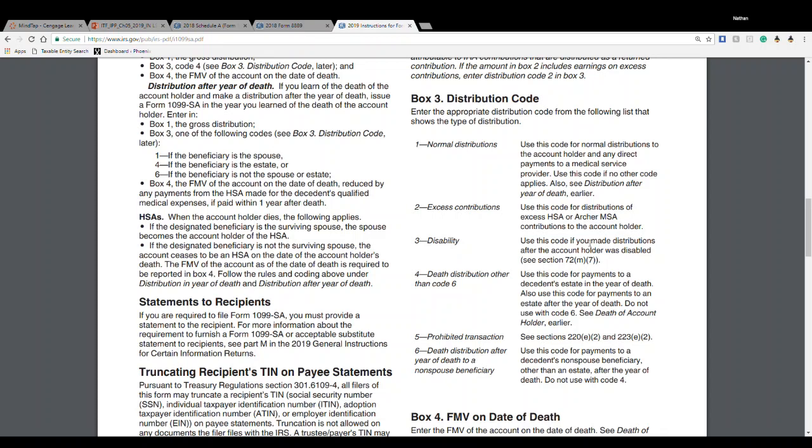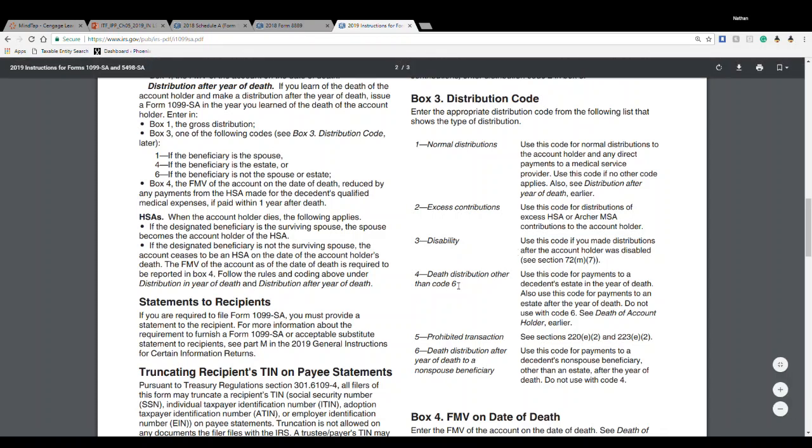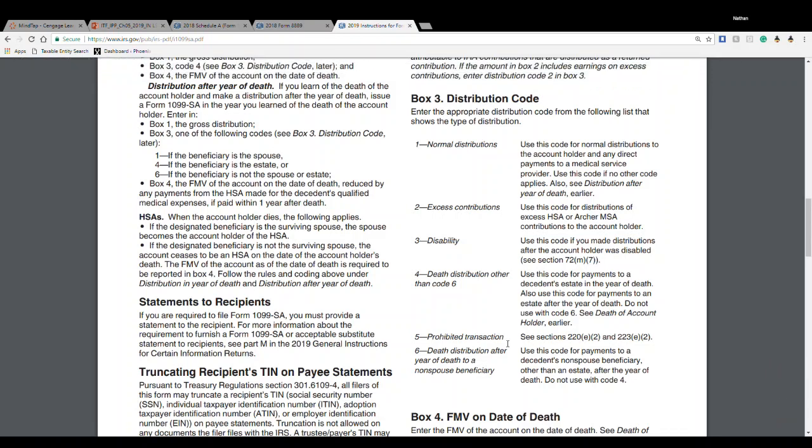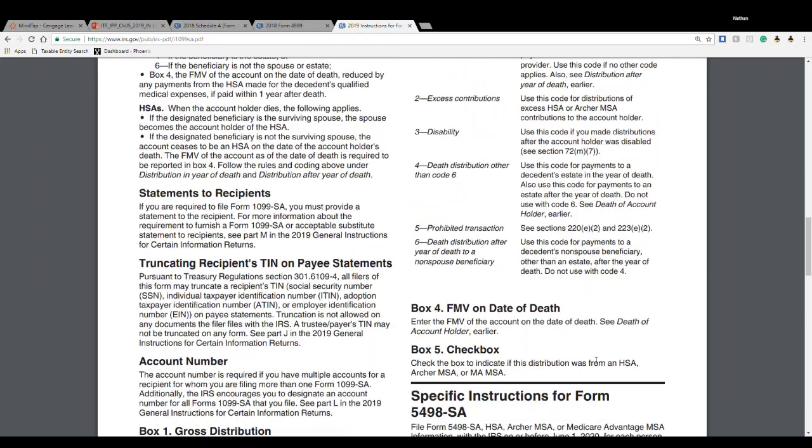We have disability, which helps us with some exemptions. Death distribution other than code 6, which is death distribution after year of death to a non-spouse beneficiary, so a child. And prohibited transaction. Probably did something wrong there. Don't see too many of those. But this is a way that the IRS knows exactly what's going on. And most tax software uses this just to figure out how the program's going to work too.